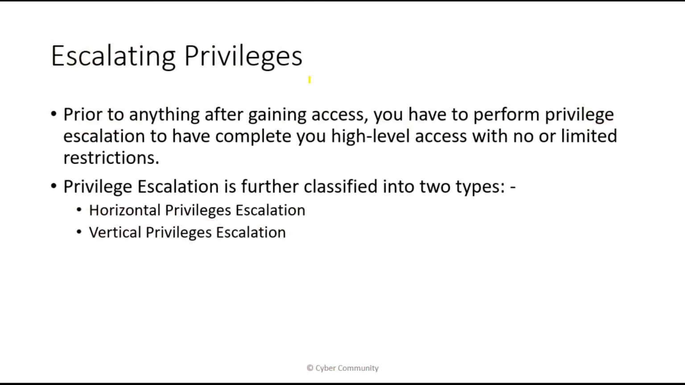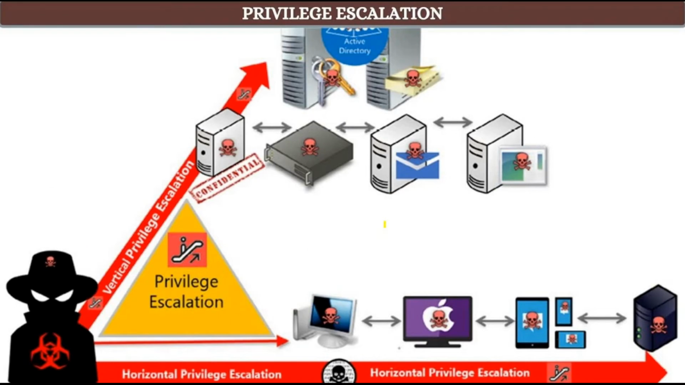So what exactly is escalating privileges? These privileges allow an attacker to view critical or sensitive information, delete files, or install malicious programs, such as viruses, trojans, worms, etc. Now, privilege escalation is classified into two types. The first one is horizontal privilege escalation and the second one is vertical privilege escalation. Now what are these escalations?